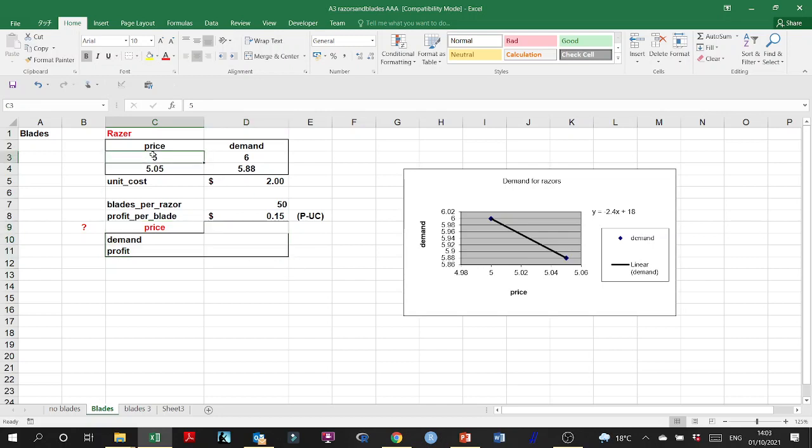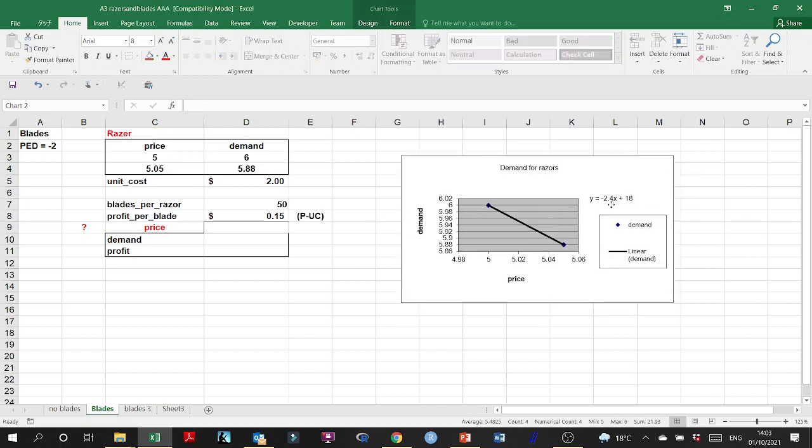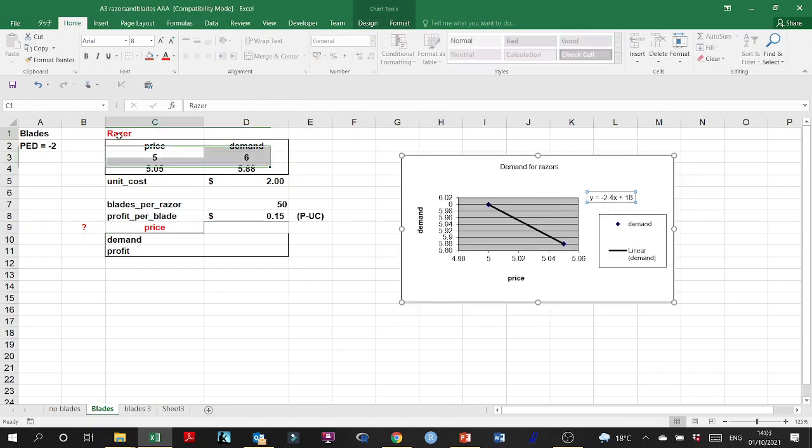What should it be? We know now that we're selling the razor for $5 and the demand is 6, and the price elasticity of demand is equal to -2. So basically here will be the price multiplied by 1 plus 0.01. So a 1 unit increase yields a 2% decrease in the demand, because the PED is -2. And we took these together and we plotted the demand curve and we got the formula over here.